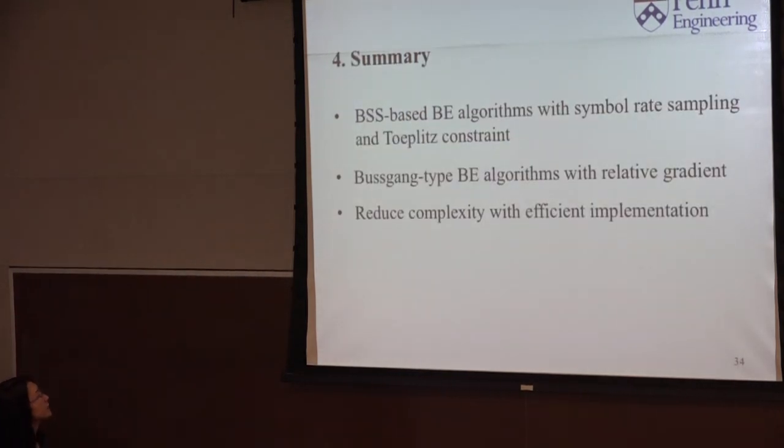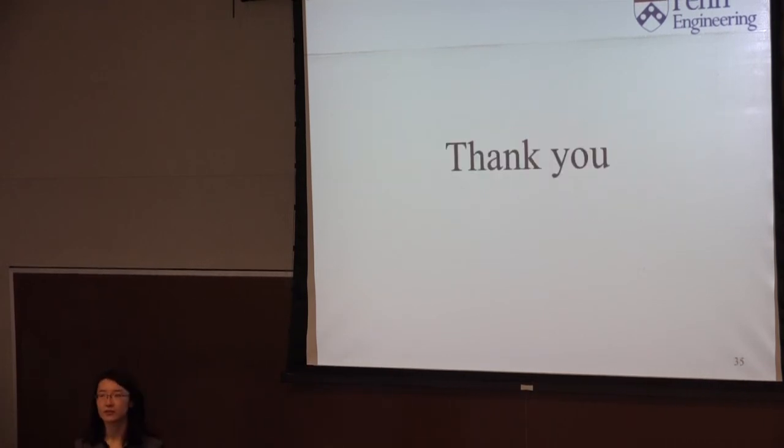So at last, here is a summary. In this project, I explored two kinds of algorithm. The first is based on blind source separation that explores the independence of symbols and enforces Toeplitz constraint in the adaptation. And the second one is a Pascal type algorithm, using relative gradient and also enforcing Toeplitz structure during adaptation. And at last, both of the algorithms could be more efficient with some FFT and approximation scheme. Okay, thank you.